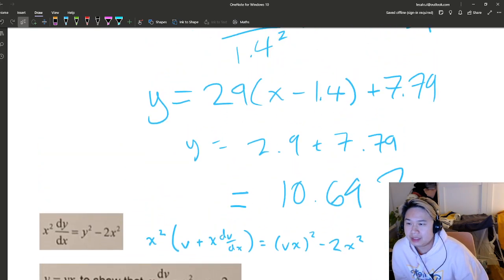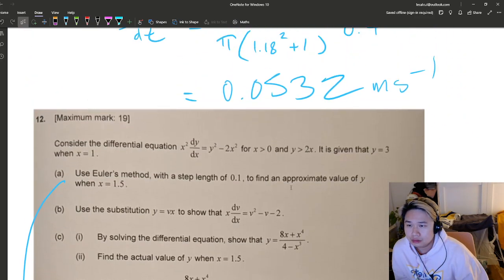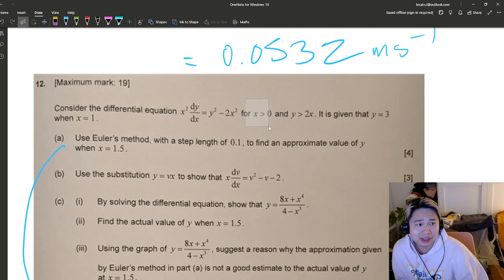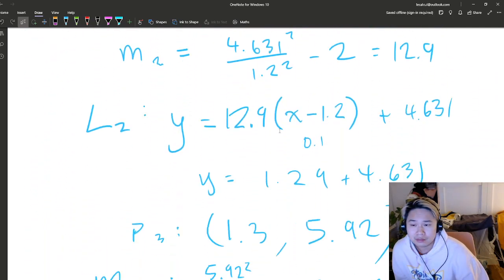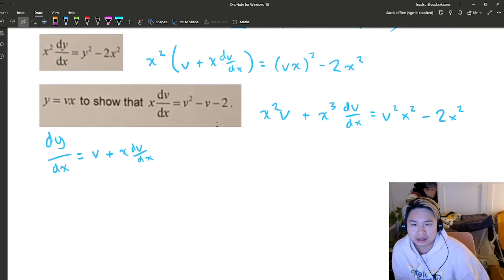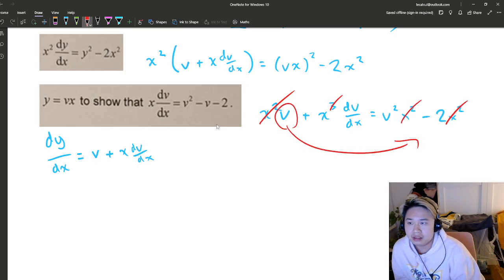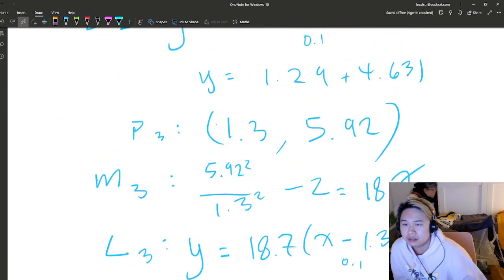Okay, and then basically, because x is not going to be 0, I can just divide everything by x squared. And then I move this thing over here so that I get what they want. Nice, okay, easy.